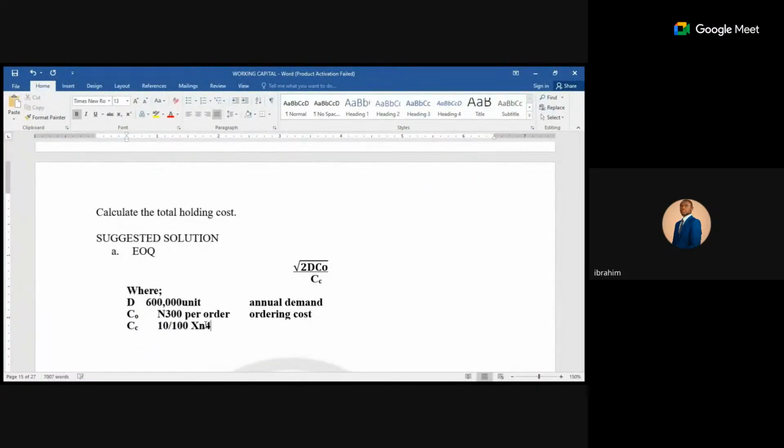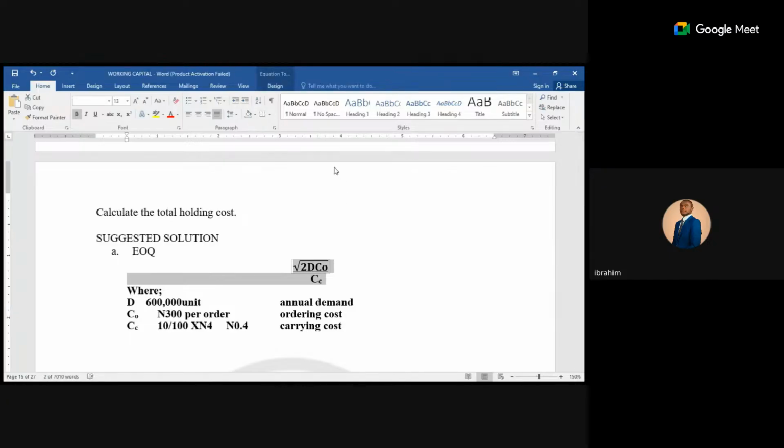4 naira. So what do I have? Carrying costs. What do we have here? 0.4. So therefore, this is all squared, right? Square root, all this.